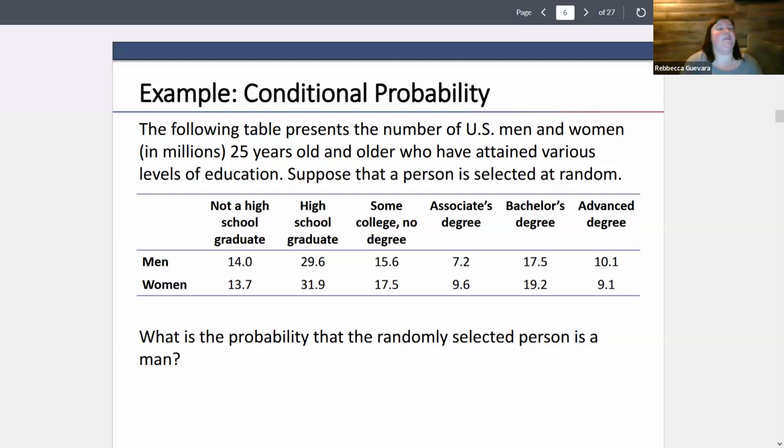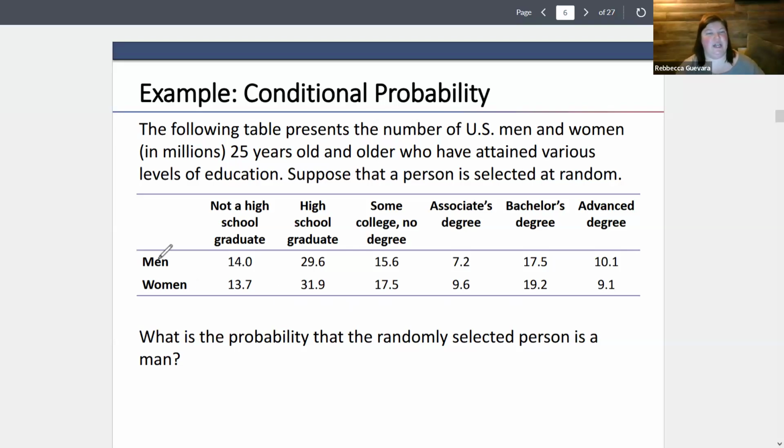Okay, so for an example, we're going to baby step our way through this. The following table represents the number of US men and women, in millions, who are 25 years and older and have attained various levels of education. So suppose that a person is randomly selected. We want to know, what is the probability that a randomly selected person is a man?